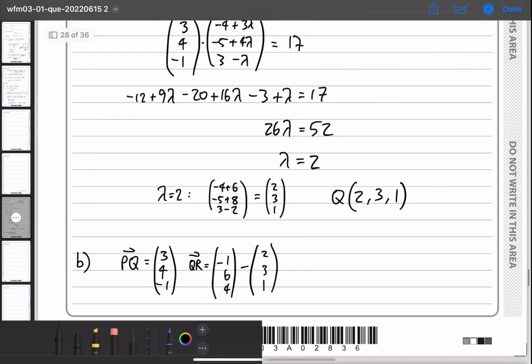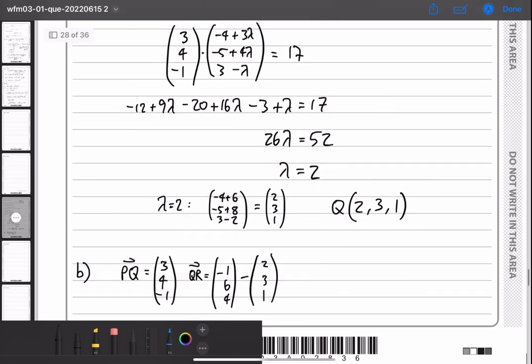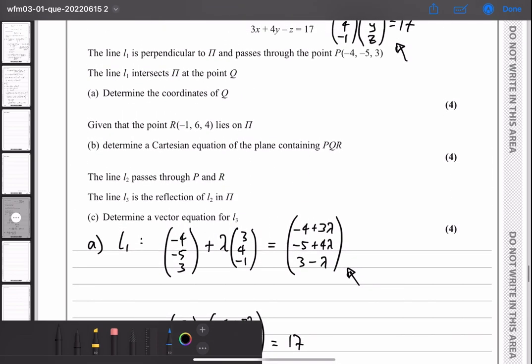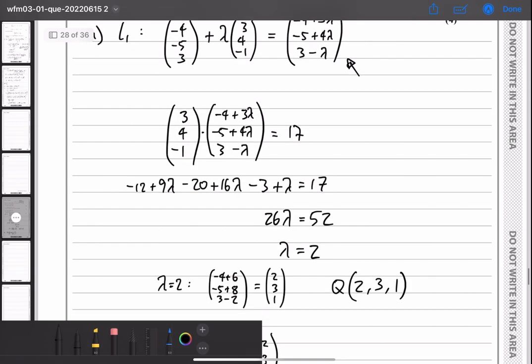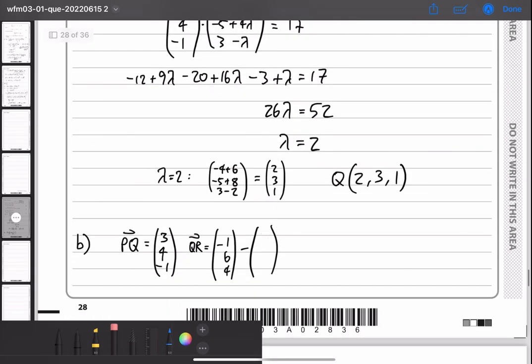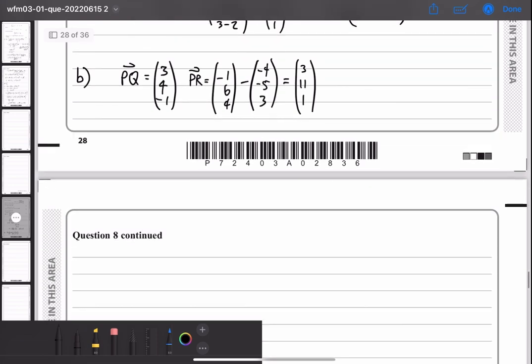Perhaps as an exam technique in passing, I shouldn't really use Q, because I might have made a mistake. And I've got P, and I know P isn't a mistake because they've given it to me. So let me just change that. We've got P, minus 4, minus 5, 3. Now hopefully it would give me the same answer, but just in case. That gives me (3, 11, 1). So I've got two non-parallel vectors in this plane.